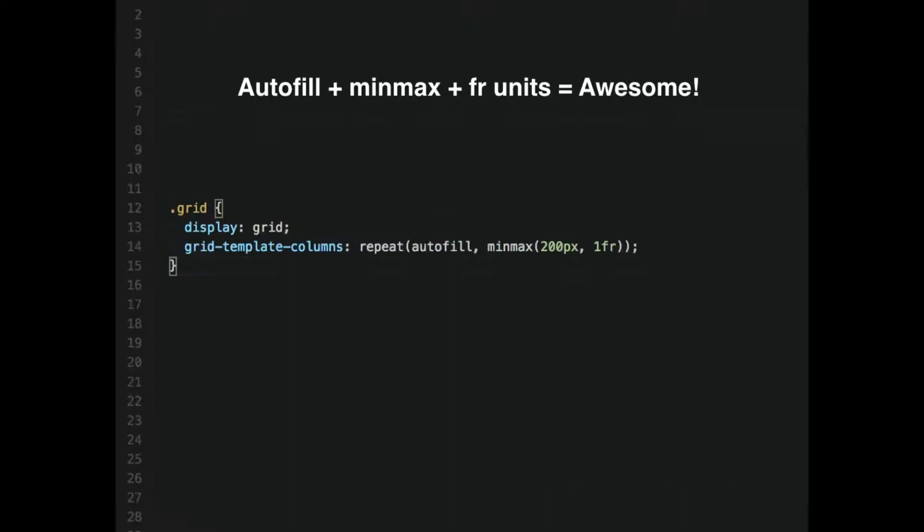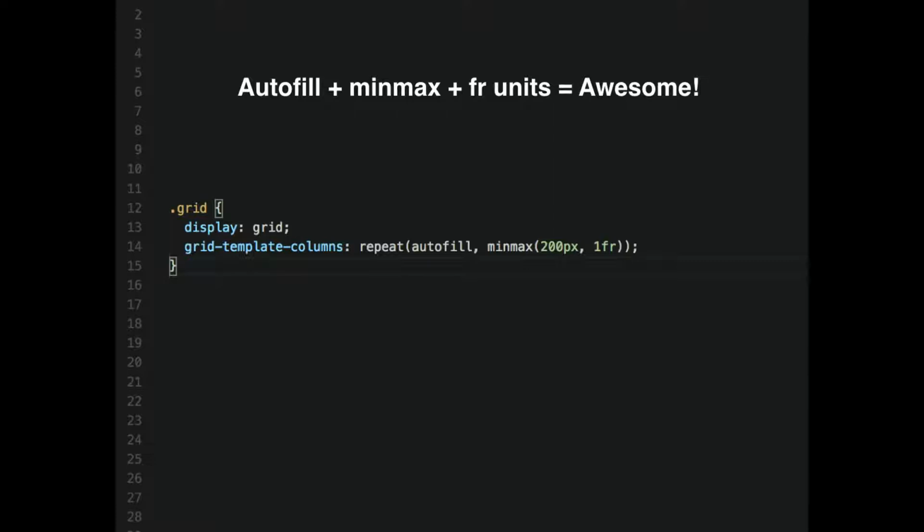Pretty cool, right? And then, even more, minmax within the autofills right here. So minmax within the autofills are really cool. What this will do is autofill a minmax between 200 and 1fr. Imagine if you don't know what grid is and you're looking at this syntax and you're like, what is this? Let me explain this to you, because this is really awesome.